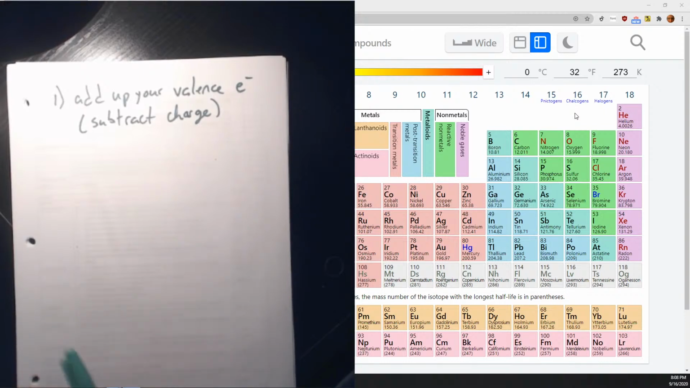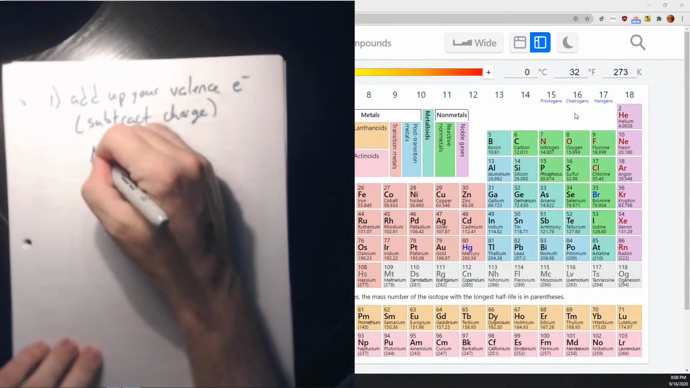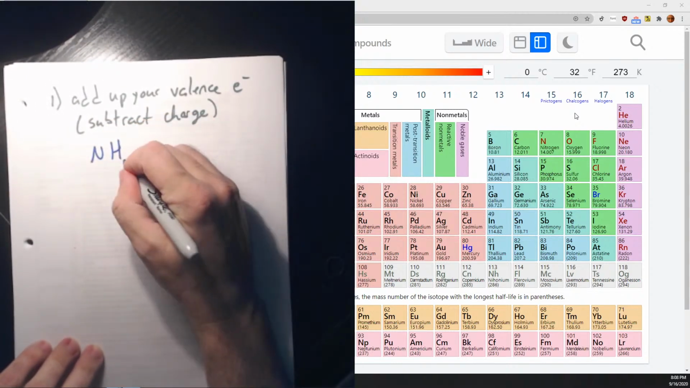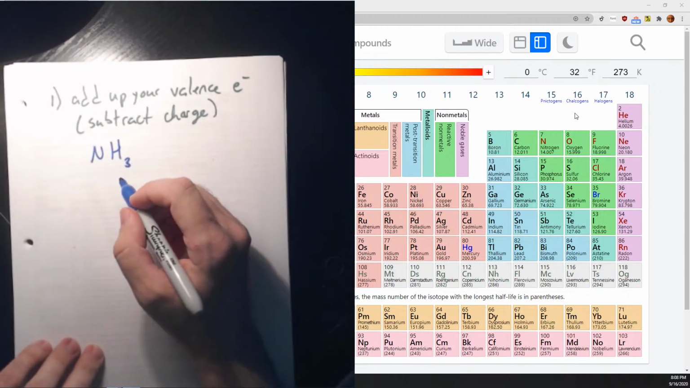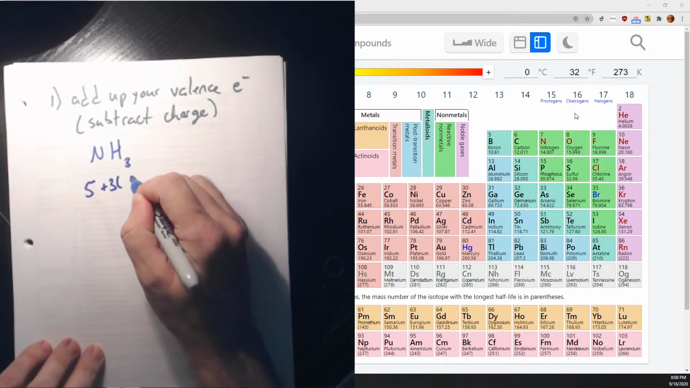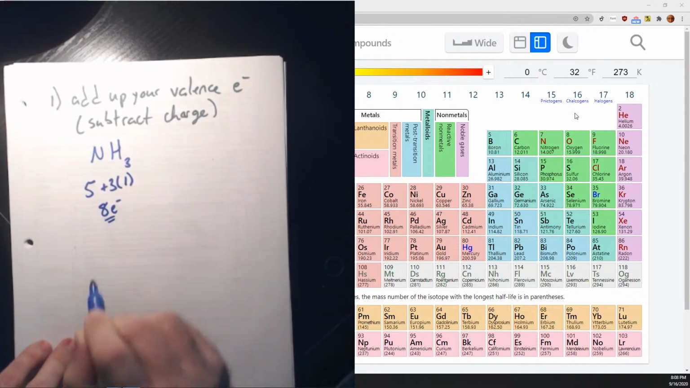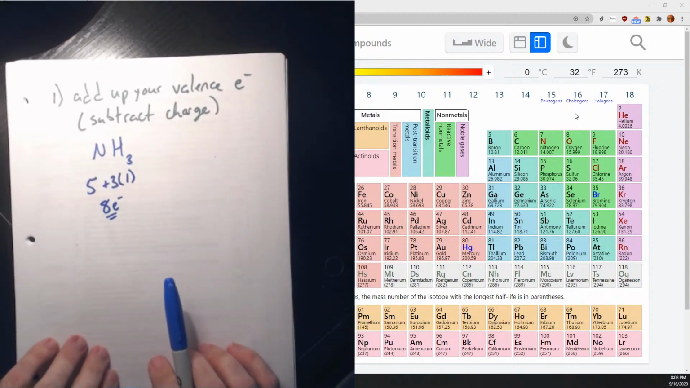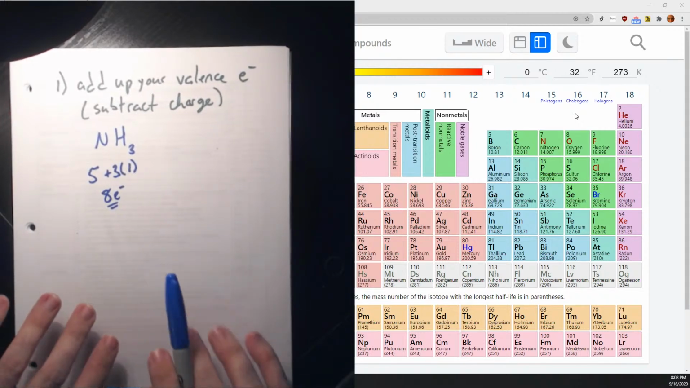So, for example, let's go ahead and work with ammonia. Ammonia, NH3. Again, from the periodic table, just valence electrons. Nitrogen has 5. There are 3 hydrogen atoms, each of which gives us 1. We have a total of 8 electrons. And that is the pool that we're going to work with to build up the bonds, the lone pairs, all that stuff, to give us our Lewis structure.